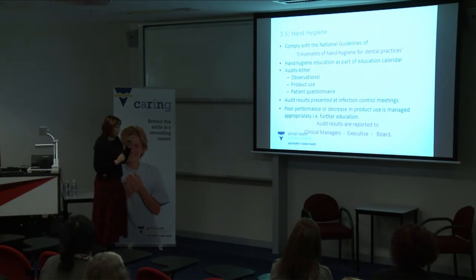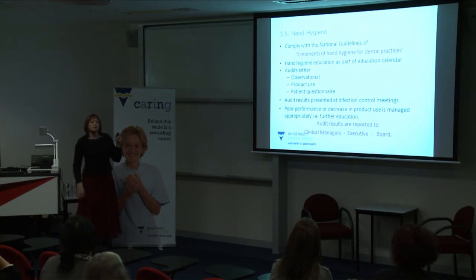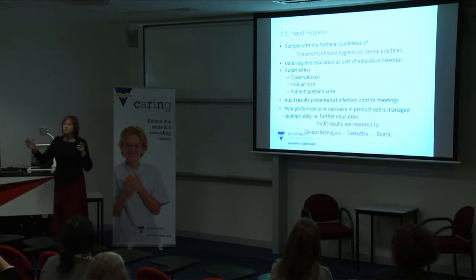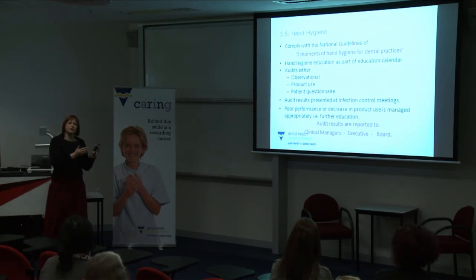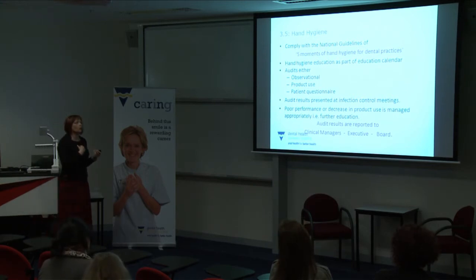Observations for audits. If you're a tiny clinic of 1 or 2 chairs, observations aren't going to tell you anything. So you're better off looking at product use. So monitor your monthly product use, and then if there's a decline, you know you've got to get in there and say, hey, you're not using as much hand hygiene, if you've not had enough patients, what's going on? So that's considered a good audit.